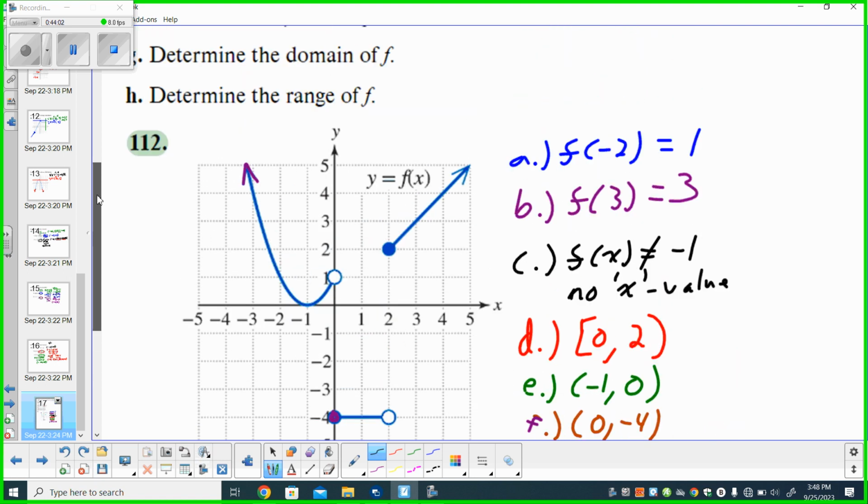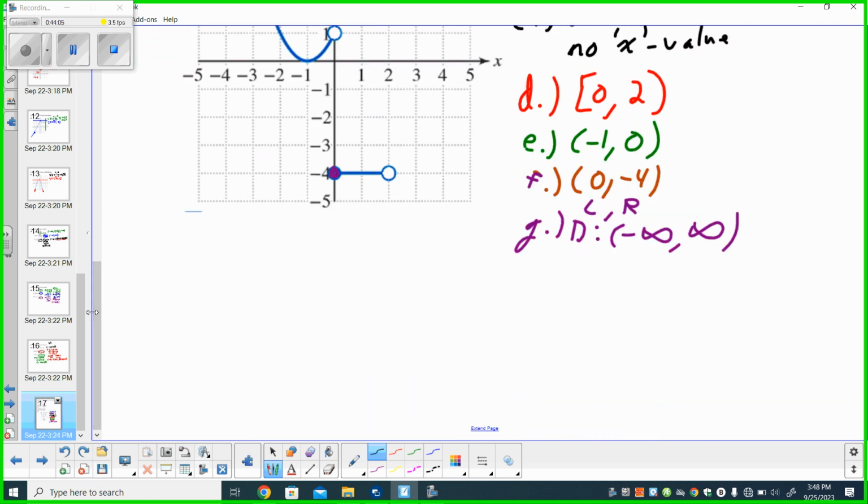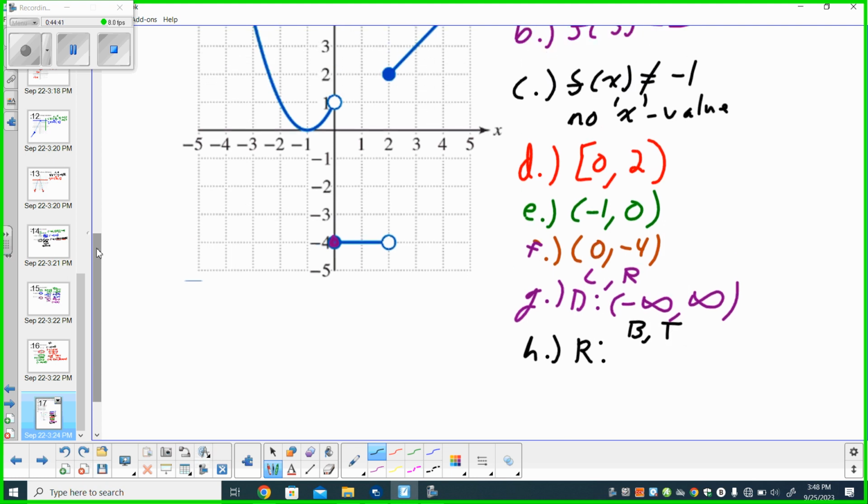I'm going to assume that last question, part H, yep, determine the range, right? So range goes from bottom to top. Weird. I'll just rewrite it. So again, that's range, bottom to top.